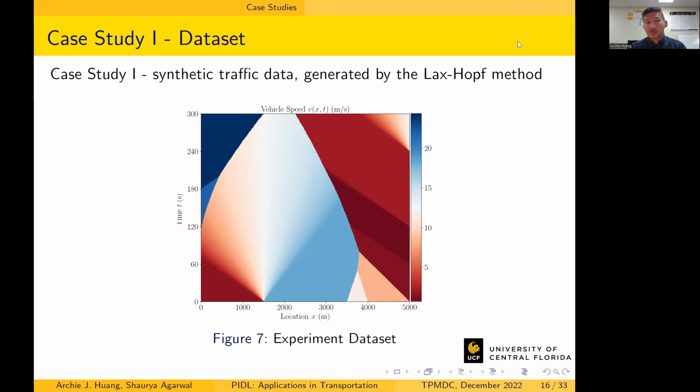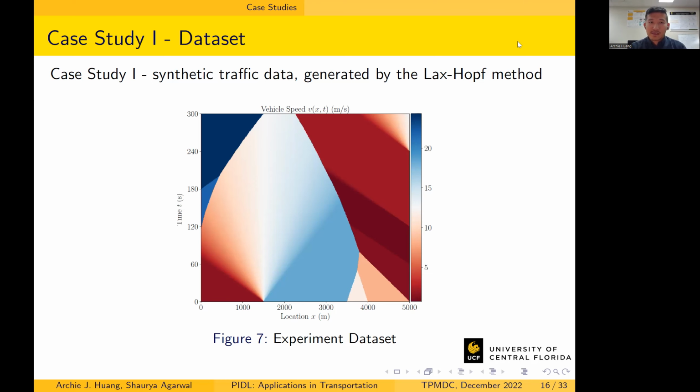So today I'm going to walk you through two case studies. The first one, we are going to utilize a synthetic data set. And the second case study, we are going to look at a more realistic traffic data set. In both case studies, we are actually looking at the vehicle velocity as the traffic state of interest.